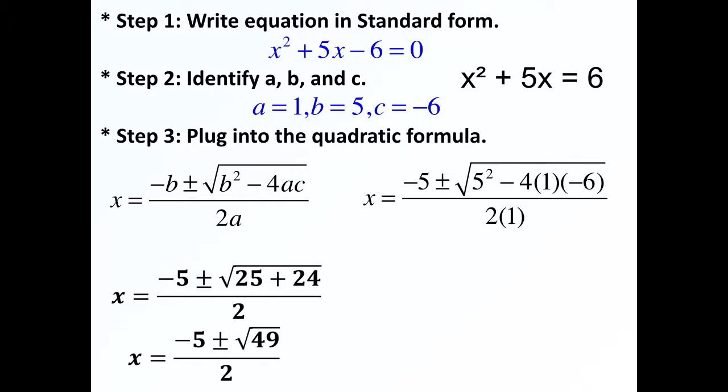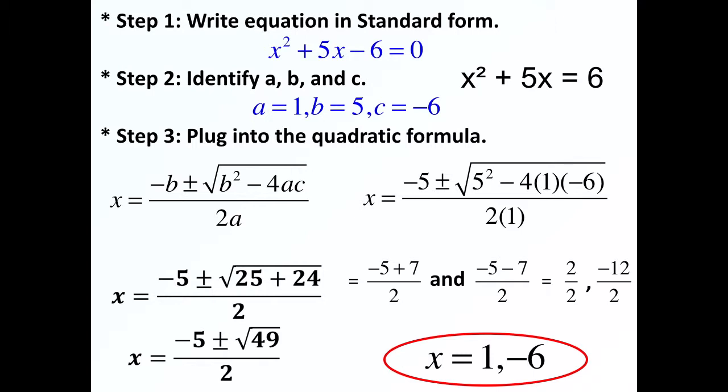And we know what the square root of 49 is, fortunately for us, that is a perfect square. That is 7. Now we're going to end up with two answers here. And the way that we get two answers is our plus or minus. So we've got -5 plus 7 over 2 and -5 minus 7 over 2. That's our plus or minus there. So I'm going to simplify that a little bit further. -5 plus 7 is 2 divided by 2. And then -5 minus 7 is -12 divided by 2. So I'm going to end up with two answers here. My x values are 1 and -6.